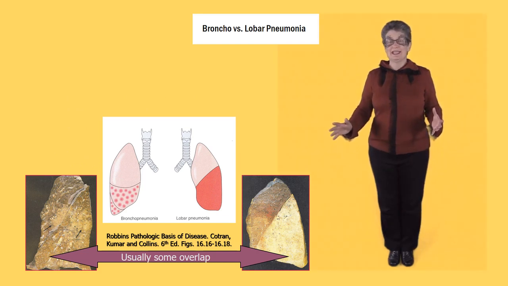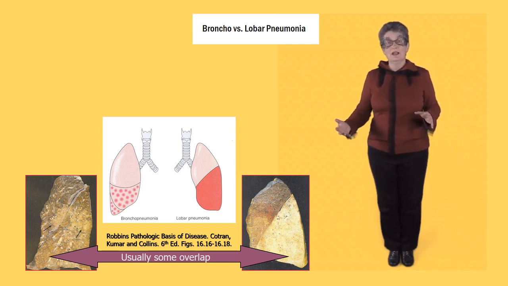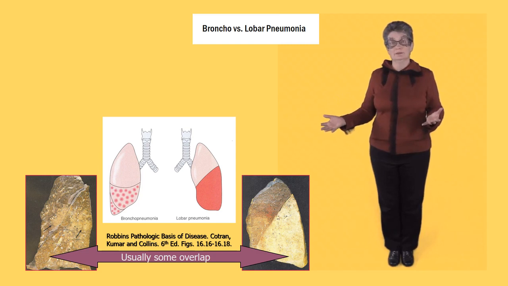Bacterial infections can either lead to bronchopneumonia or lobar pneumonia. At a microscopic level, both these processes are the same. At a macroscopic level, however, it's the distribution of the disease, illustrated here on the right, that lets us know the difference between broncho and lobar pneumonia.